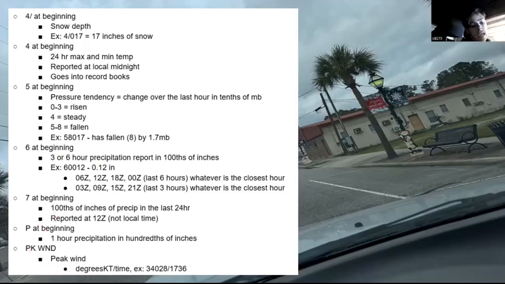The next thing would be peak wind. If you see PKWND, peak wind, and here's an example of what you could see. It's going to tell us the degrees it came from, the knots that it was and the time that it was. So in this case, it came from 340 degrees. That is close to 360. So it's almost directly north. So it came from the north-northwest, you might say. It was 28 knots and it happened at 1736 Z.